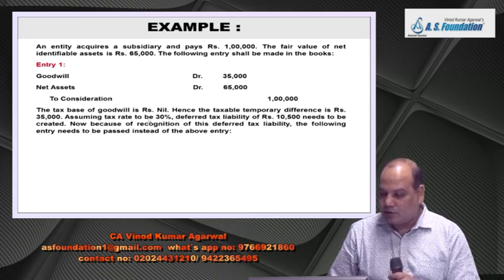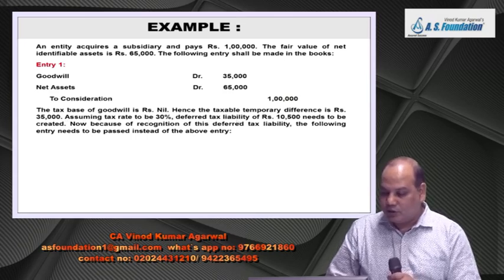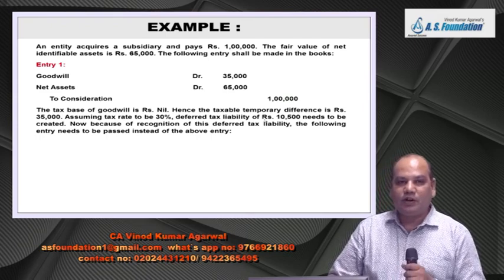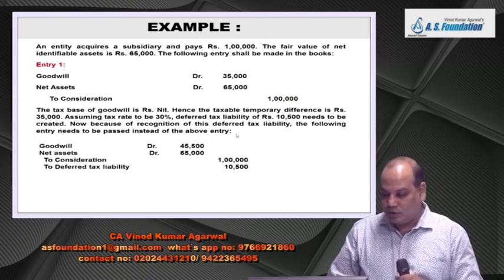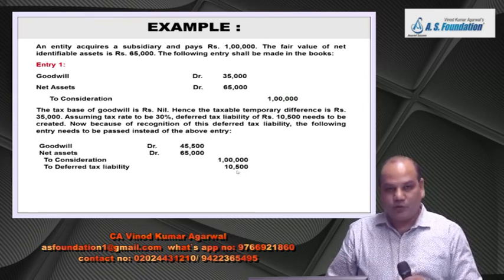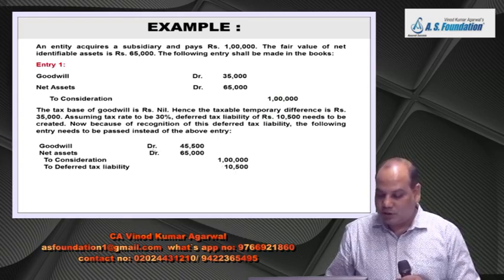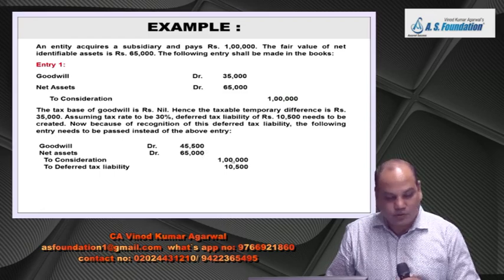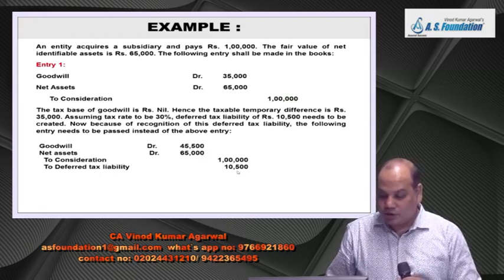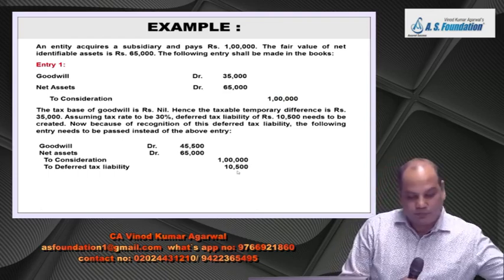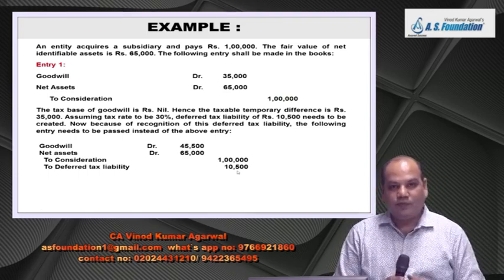Then assume tax rate is 30%. DTL of 10,500 needs to be created. Now what entry will you pass? If you have to create DTL of 10,500, my entry will now become goodwill account debit 45,500, because goodwill is the residual. Net asset debit 65,000, to consideration 1 lakh, and to deferred tax liability 10,500.